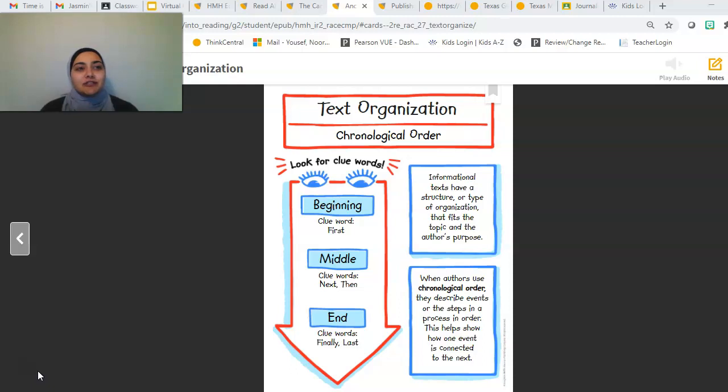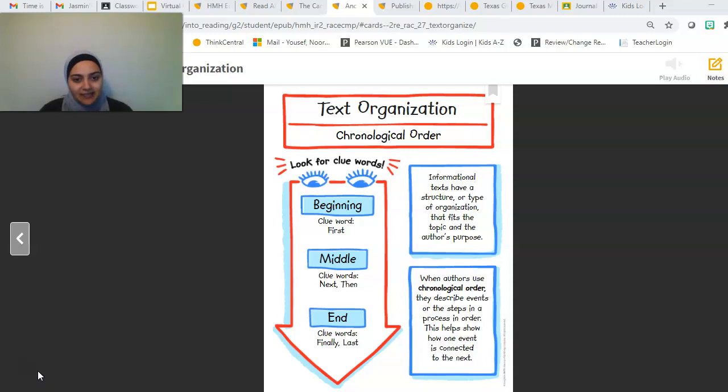I've talked about that so many times since the first day of school. Chronological order is when you put things in order of how it happened. So when something happens first, next, and last. What happens in the beginning, in the middle, and in the end. Those are all clues that the story is written in chronological order.